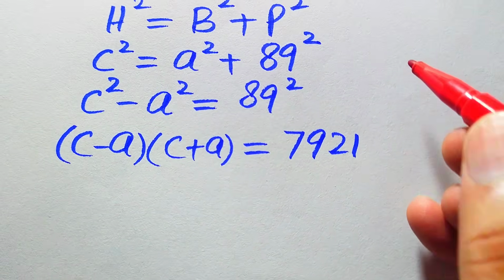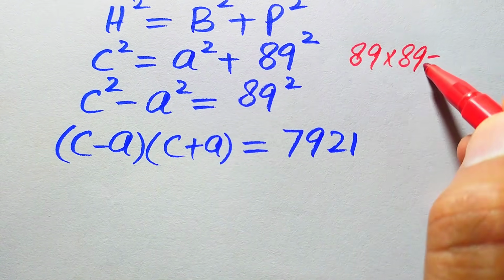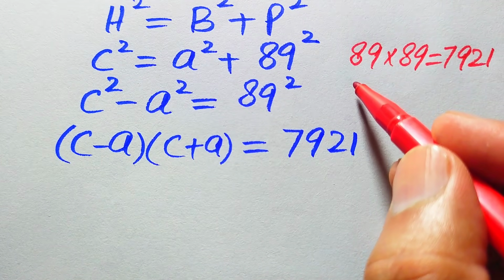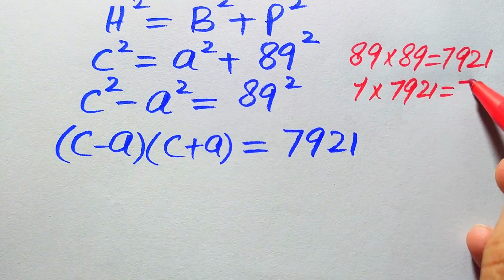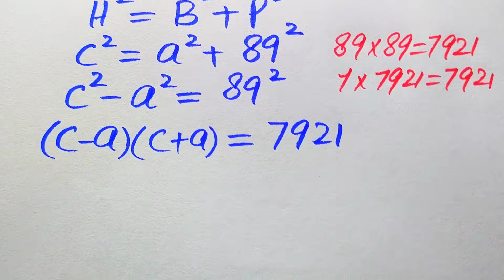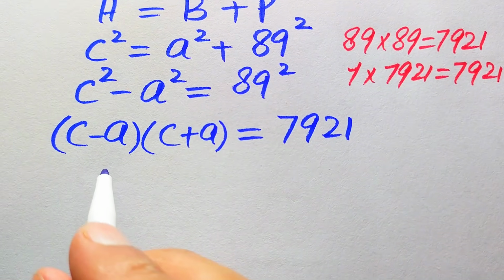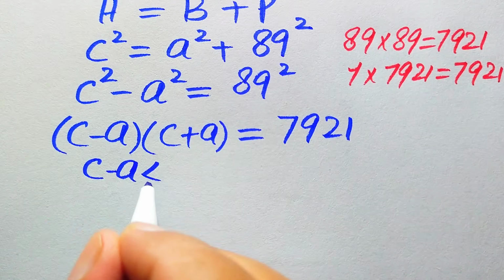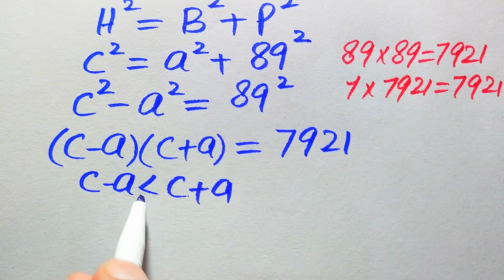So there are two possibilities. The first possibility is 89 multiplied by 89 is equal to 7921, and the second possibility is 1 times 7921 is also equal to 7921. So according to these possibilities we divide this equation into two cases, and if we make the relation between these two values we know that c minus a is always less than or equal to c plus a.